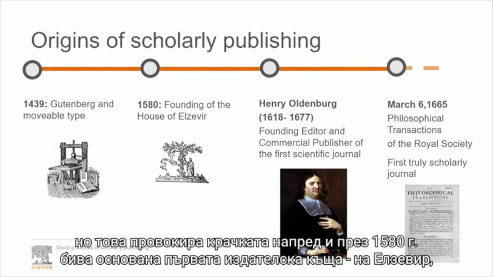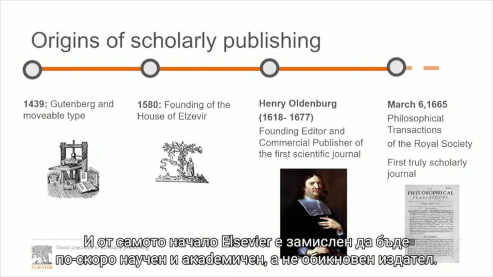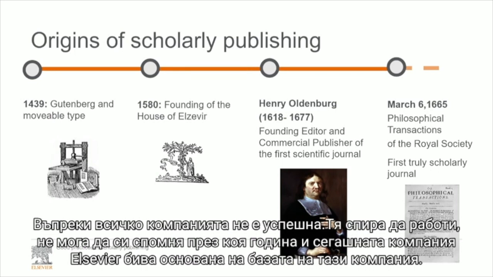And in 1580, the first House of Elsevier was founded by the Elsevier brothers, of course in the Netherlands, and from the beginning it was designed to be more of a scientific or scholarly publisher rather than a regular publisher. Nevertheless, House of Elsevier published many books, including those by Galileo, which are an amazing legacy to the current company. Nevertheless, this company was not successful.